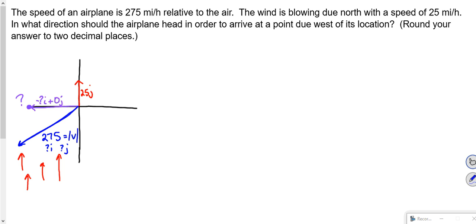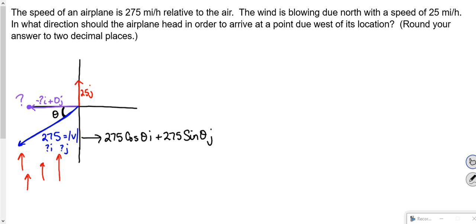Okay, so I need to know what this theta is. I need to try to figure out what that theta is. And I know then that whatever that theta is, my 275 is going to be 275 cosine theta I plus 275 sine theta J.